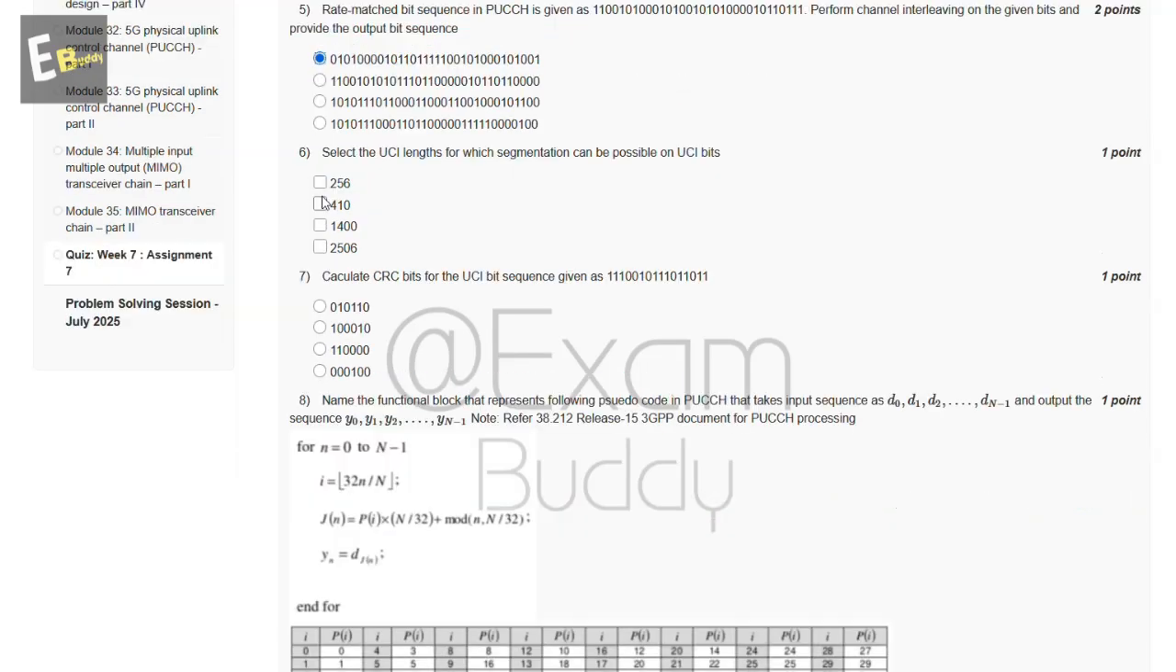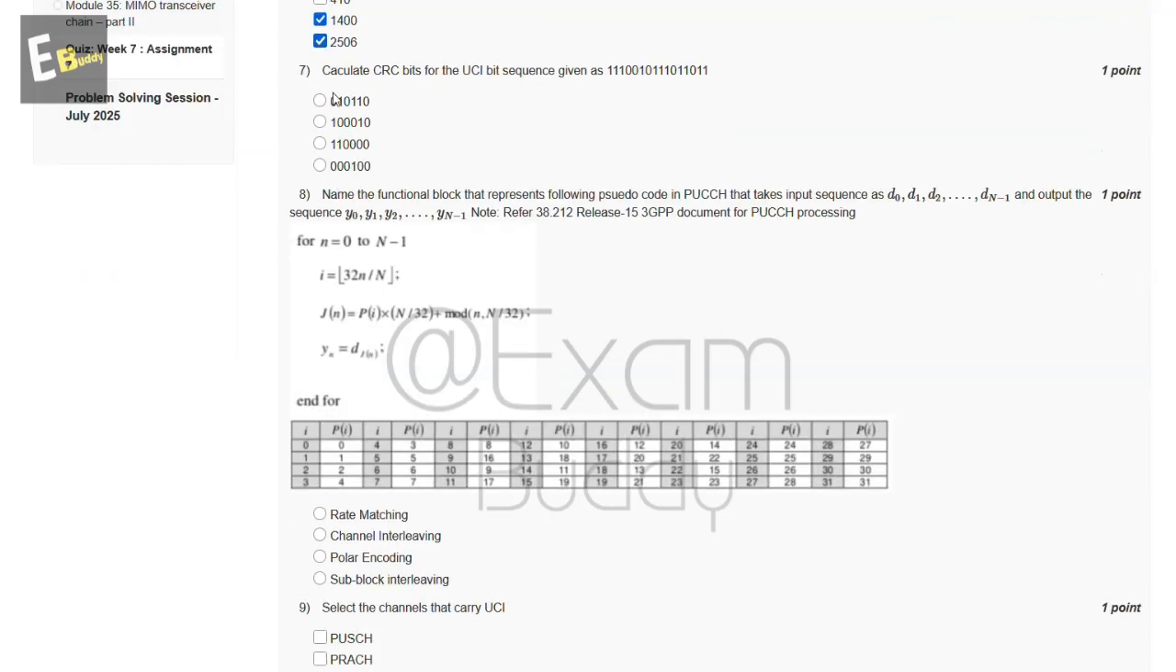Now the sixth question is select the UCI length for which segmentation can be possible on UCI bits. So these are the options and the answer of our sixth question is 1400 and 2506. Now the seventh question is calculate CRC bits for the UCI bit sequence given as. So these are the options and the answer of our seventh question is C.